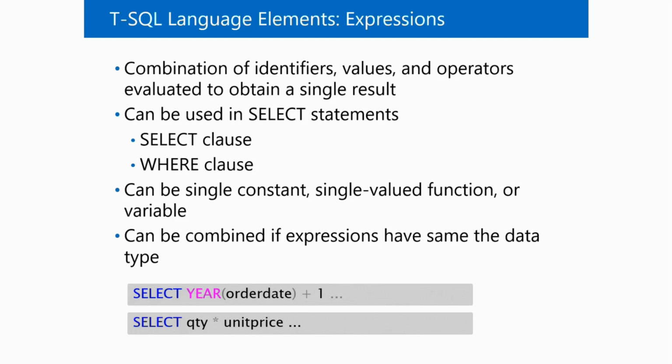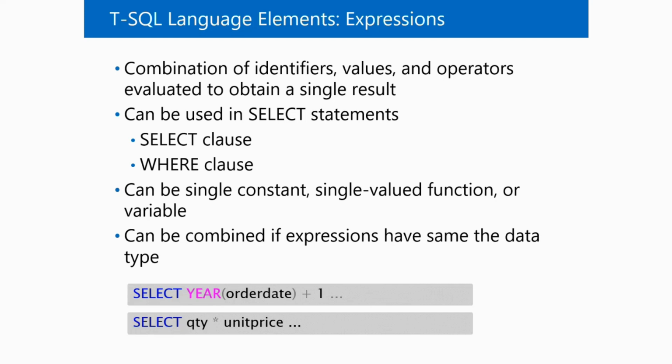These expressions can be a single constant, or a signed value, like a positive value or a negative value. It can be a function, or it can be simply a variable. Or you can also combine a function output with a constant. Like here, when I say select year order date, this is a function that is being used. This year function will be just picking up the year value from the order date, and we are adding 1 to it. So if the year value is 1995, adding 1 to it means it will display us 1996.